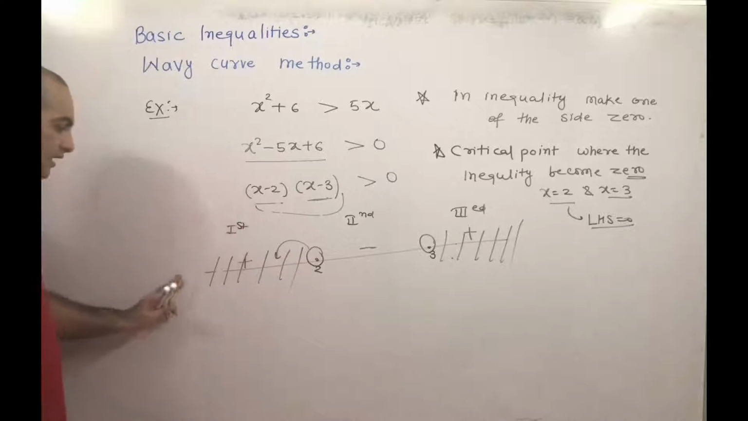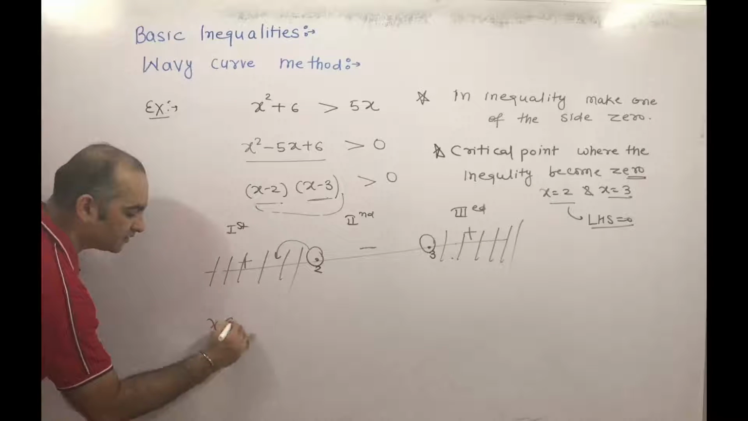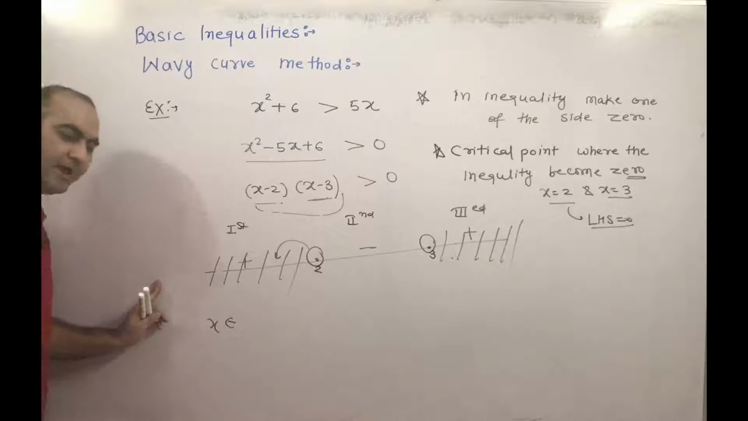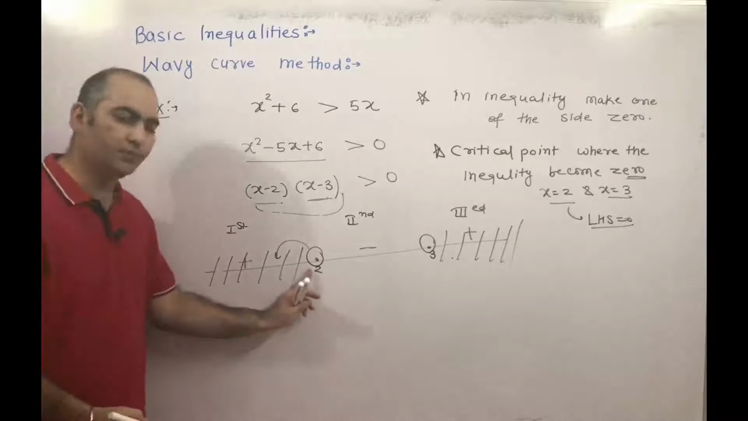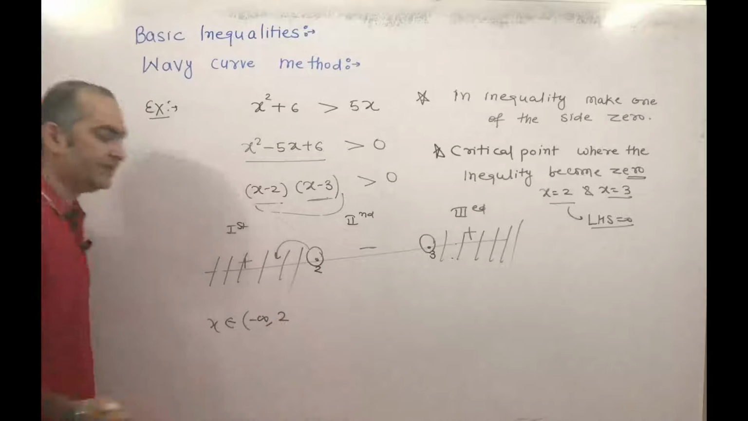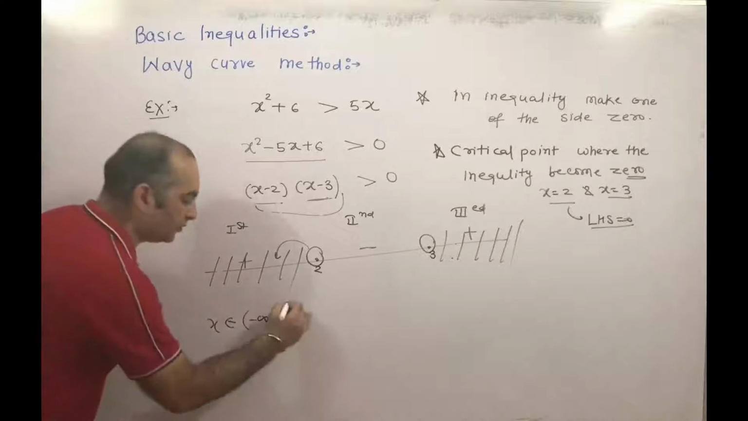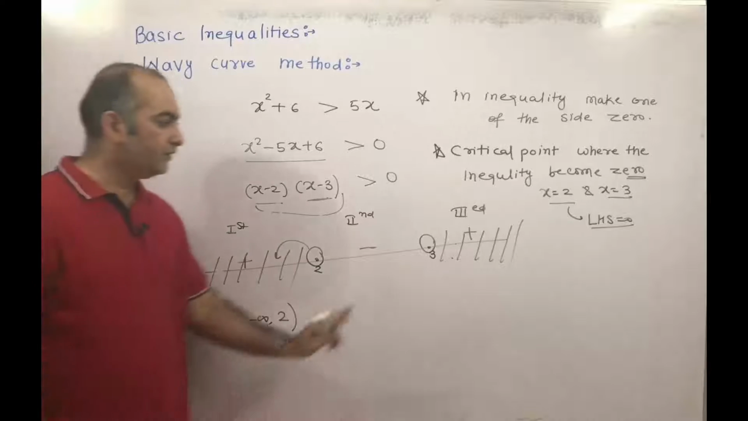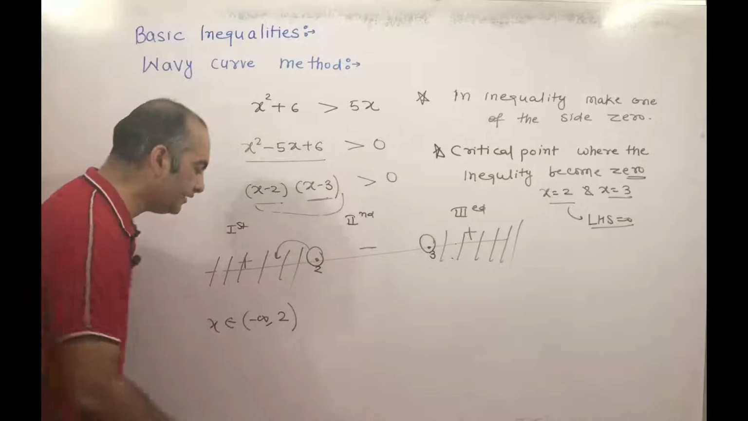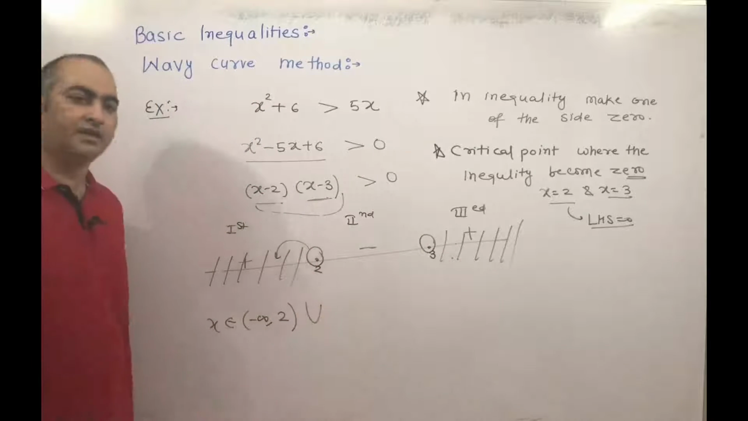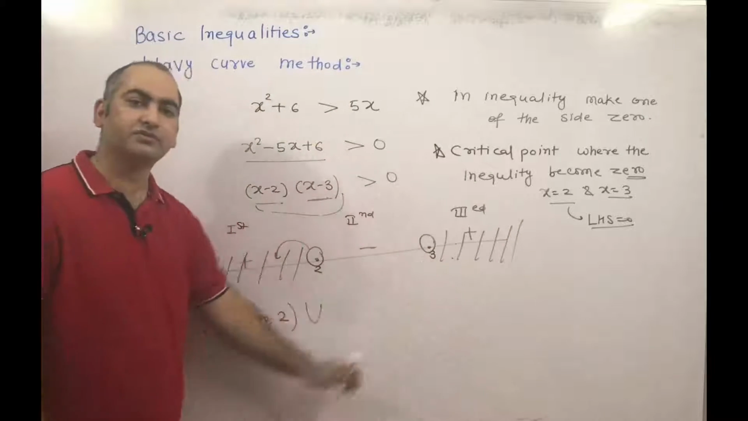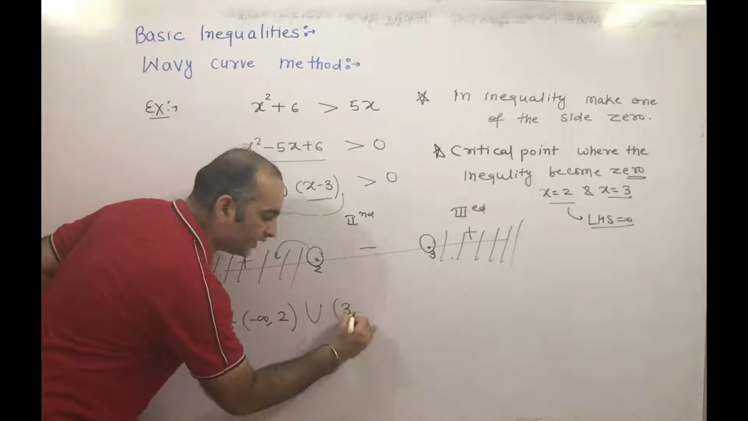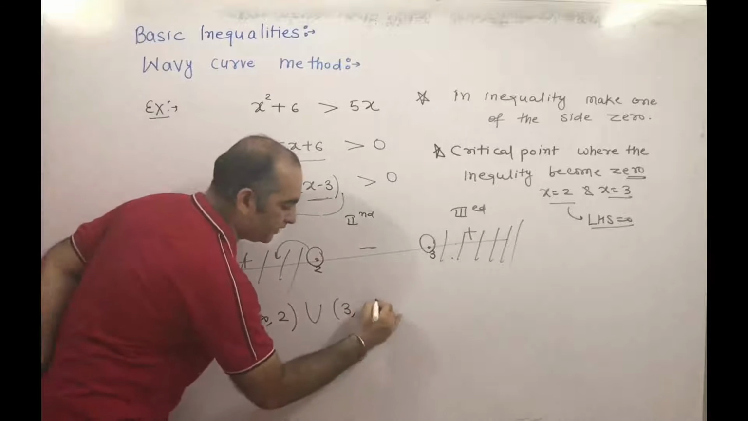Okay, so x belongs to what will come? You will start from minimum, so minus infinity, till what will come? Till 2. You can see here 2 is not included, so here you write an open bracket. Now we have to include this portion also, so we take a union. Now this portion, 3 to infinity. Here 3 is not included, so we write an open bracket 3, and it will go till infinity, 3 comma infinity.